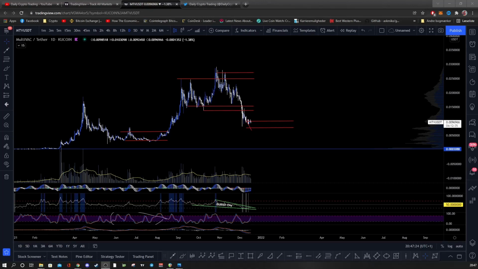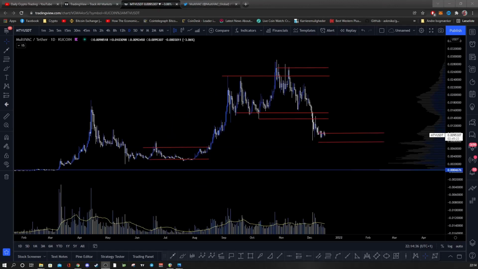Today we're going to do a TA of MultiVAC. Let's jump straight into TA of MultiVAC, guys. Today I will not make an edit wave count or different formation. As you guys know, I usually do the short term, the long term, and so on. We are mainly focused on one thing only, and that is Wyckoff theory.